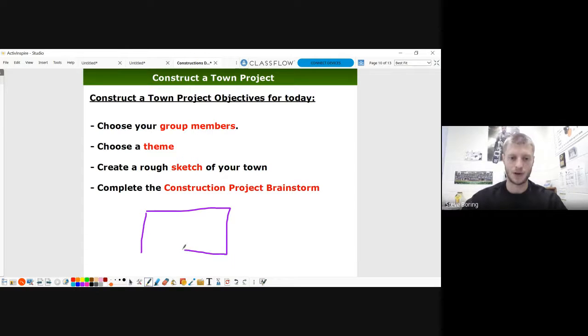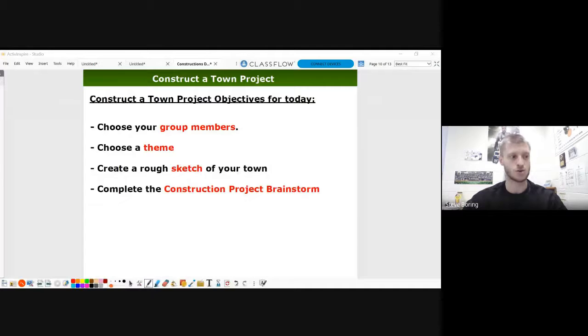And on that piece of paper, I want you to put, okay, here's where the building is for the school. Here's where my 5 houses are going to be. Here's where my community building is going to be. So just make an outline for it, connect everything together with roads. That's all I'm really looking for. So come up with a theme, a sketch, and then you're going to complete the construction project brainstorm Google form, which is linked in Schoology.